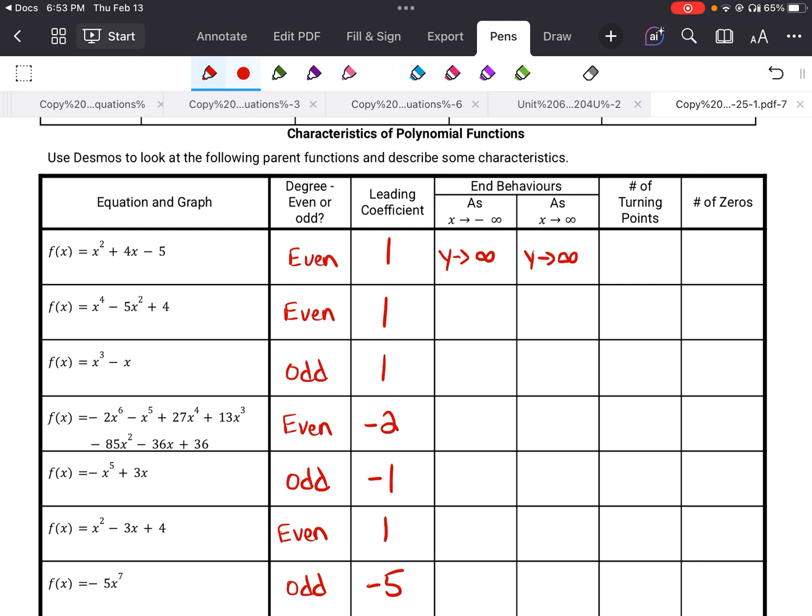Okay, here's another new thing, number of turning points. To figure this out, you take the degree number and subtract 1. So quadratic has 1 possible turning point. For the number of possible zeros, it says number of zeros here, but it's possible, it's the degree number. Quadratic has a possibility of 2 x-intercepts because it's squared.